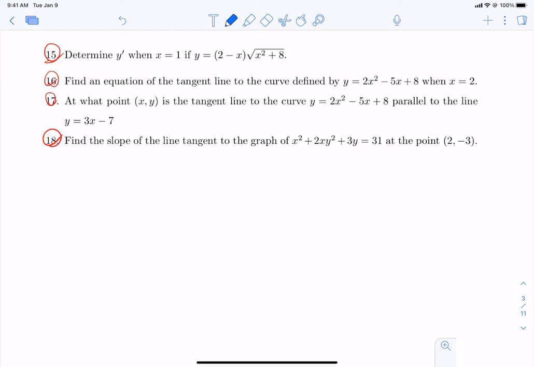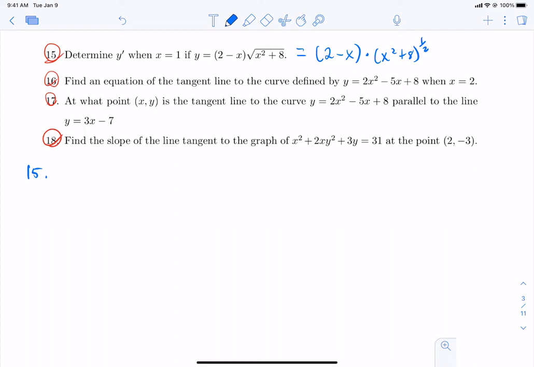So in problem 15, for us to find the derivative, we not only have to use the chain rule because we have things stacked, but we also have to use the product rule. So when I rewrite this, I'm going to rewrite it as 2 minus x. I'm going to put a visible multiplication dot to remind me to use the product rule. And then I'm going to write the x squared plus 8 in a 1/2 power.